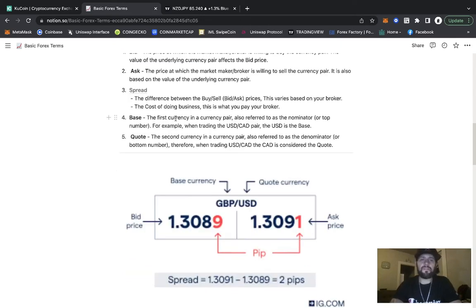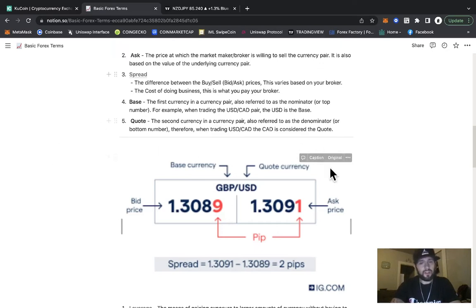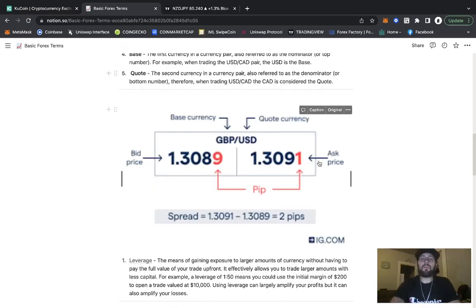So the base is the first currency in a currency pair. In this case, GBP would be the base, and then this would be the quote currency. This isn't really an idea that you need to focus on a whole lot, but it is helpful to know how to calculate pips and the spread and all that.